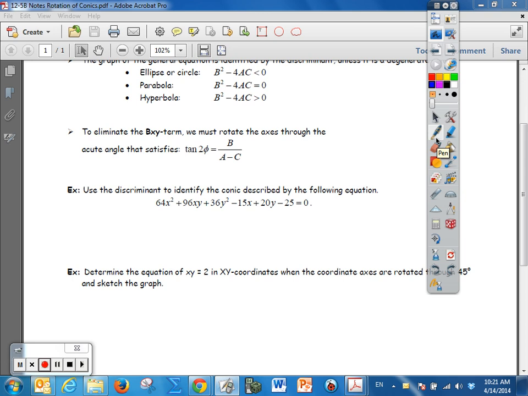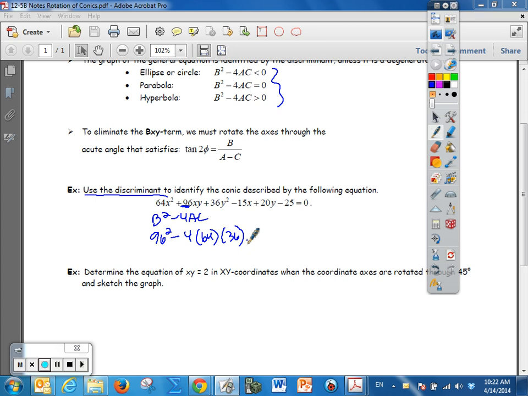The first example is just using this technique right here, trying to determine whether we have an ellipse, circle, parabola, or hyperbola. They're asking us to use the discriminant. This is how it would be worded on a quiz or a test. It would say use the discriminant to identify, and that would be what we'd be looking for. So let's do that. We need b squared minus 4ac. So our b is this one. So 96 squared minus 4 times a is 64 and b is 36.